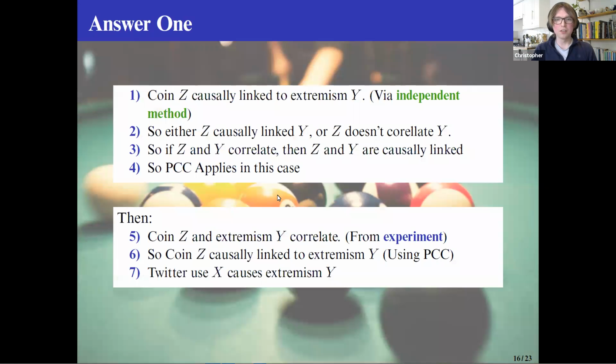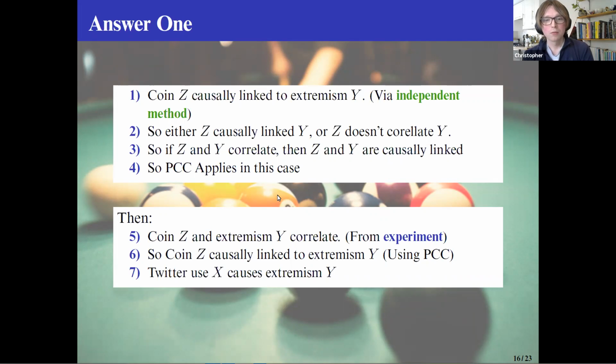So here's one potential answer. Let's imagine the person running the Twitter experiment. You might suggest that just before the experimenter runs the Twitter experiment, she might have some independent means of coming to know that the toss of the coin is causally linked to political extremism. That is to say, some means other than actually running the experiment and analyzing the data from the experiment. So let's imagine for the moment that's true, that she can establish that this toss of the coin is causally linked to political extremism. Well, it follows from that that either those two variables are causally linked or they don't correlate.